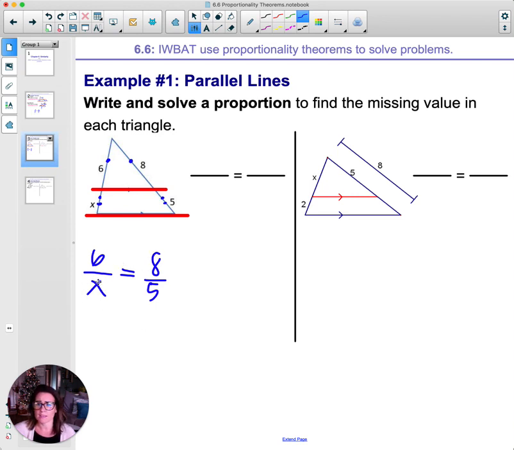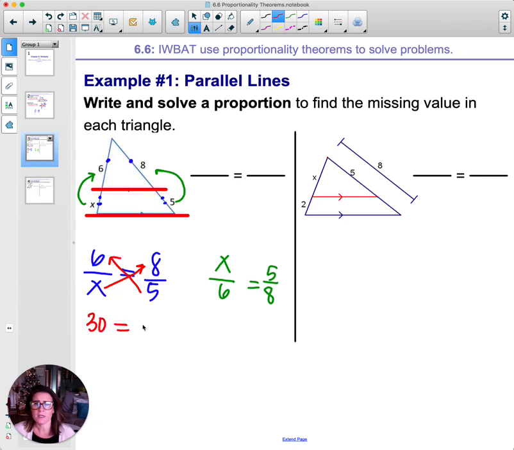Many of you know that I like to start with the x, so you can solve this one for sure. So I would go x over 6. Then I went bottom to top on the left side, so I'm going to go bottom to top on the right side. So equals 5 over 8 and solve that way. I'm going to give you the same answer, right? So we can cross multiply here and get 30 equals 8x. Divide by 8 to both sides and get 3.75.